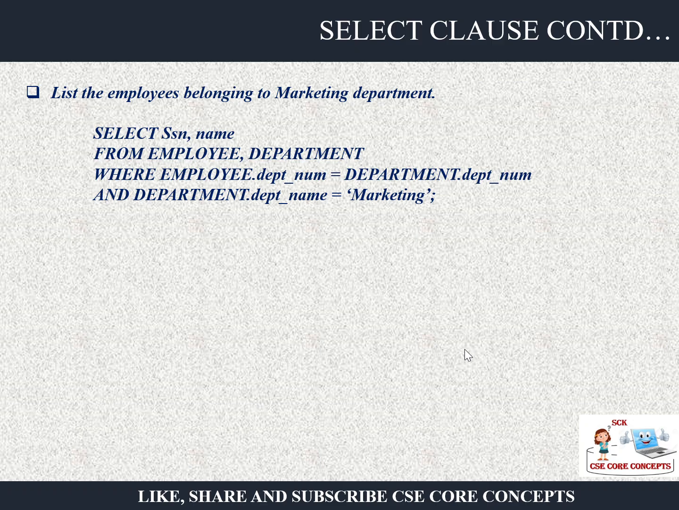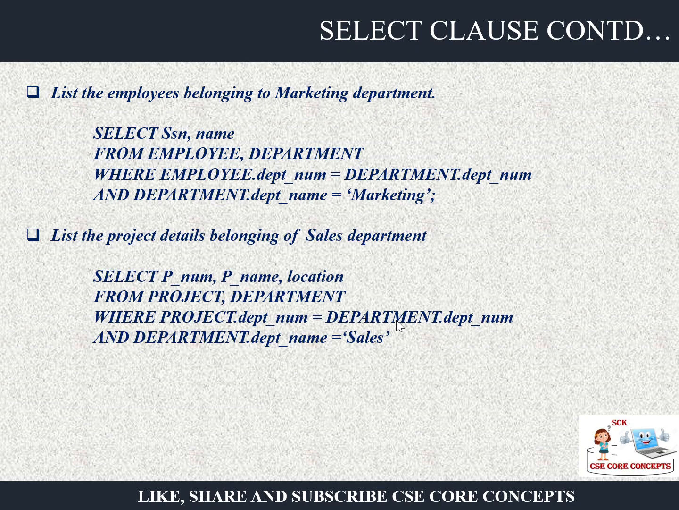Similarly, if you want to see all the details of the employee belonging to the marketing department. So marketing is the name of the department, so it belongs to the department table. So how do you relate the employee and the department table? Using the common column, that is department number. So employee.department number and department.department number should be same. And the second condition is that department name is marketing.